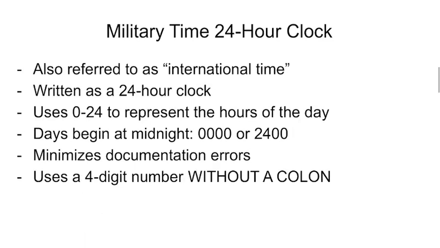Military time, however, uses a 24-hour clock. It is often also referred to as international time, but you will still see the words military time used frequently. And military time, as said, is written as a 24-hour time, so it uses 0 to 24 to represent each hour of the day. The day begins at midnight, and midnight can be represented as either 0000 or 2400. Using military time minimizes documentation errors, and we use a 4-digit number without a colon.